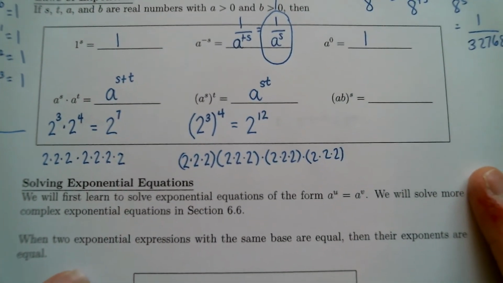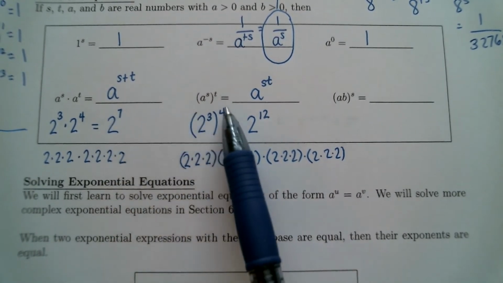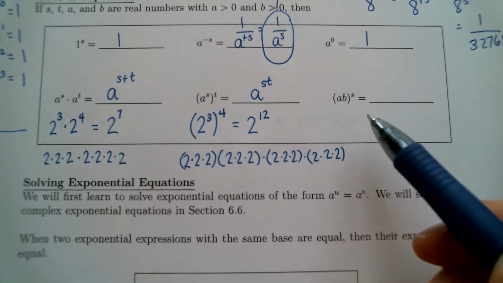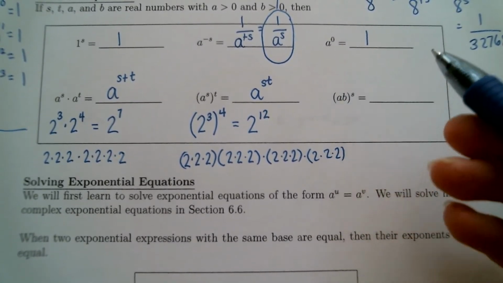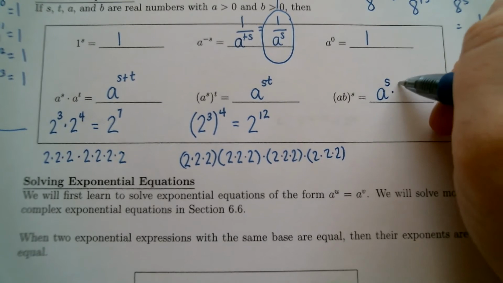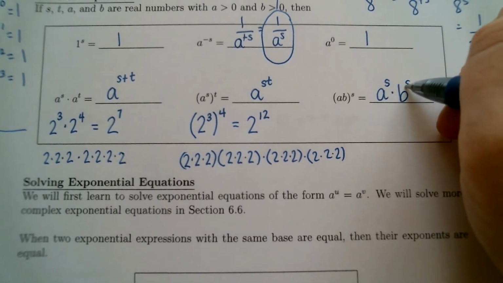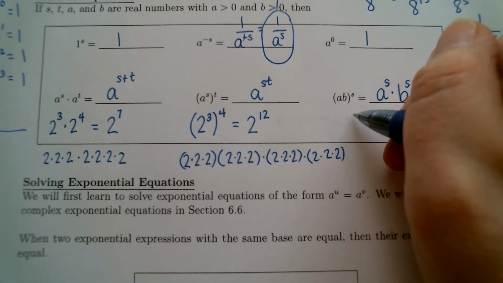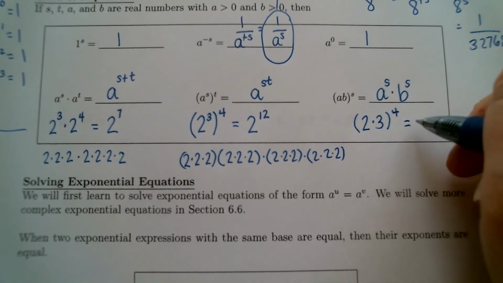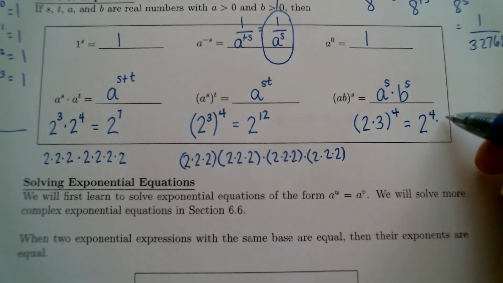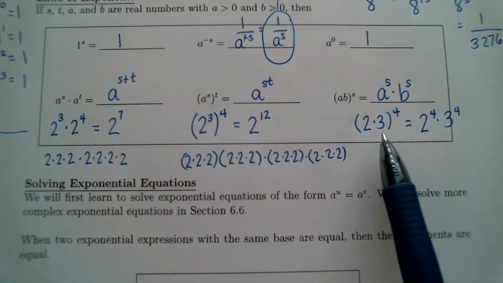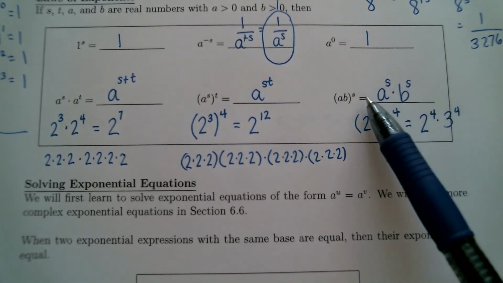Okay, this last property you may use once in a while. Like I said, these two are the most critical. This is saying if you have inside parentheses something times something else, and then that whole quantity is raised to a power, you are also allowed to take what's inside and raise each quantity to that power and then multiply. So this would be a to the s power times b to the s power. Okay, so if I had 2 times 3 raised to the 4th power, this could be the same thing as 2 to the 4th times 3 to the 4th. Again, I don't know how helpful this property is, because if it were me, I would do 6 to the 4th. But this is allowed.